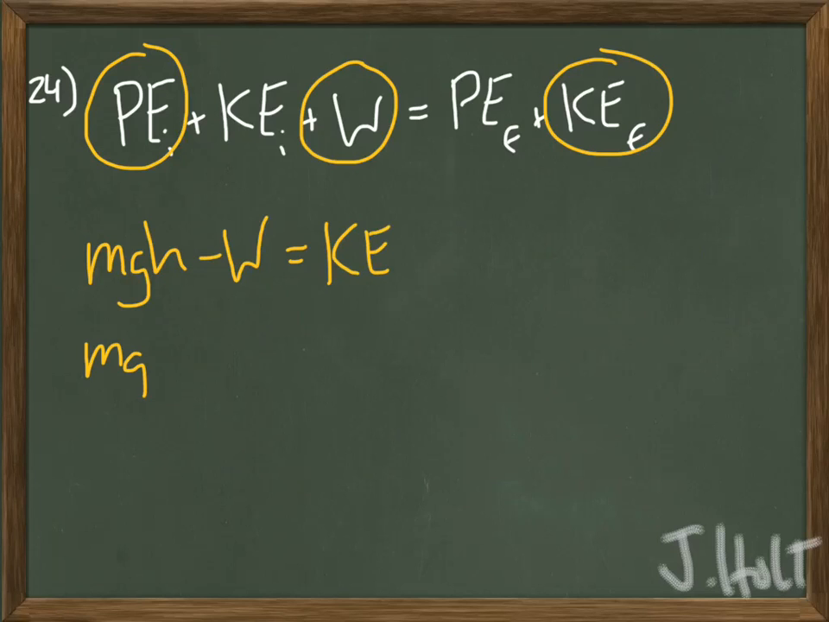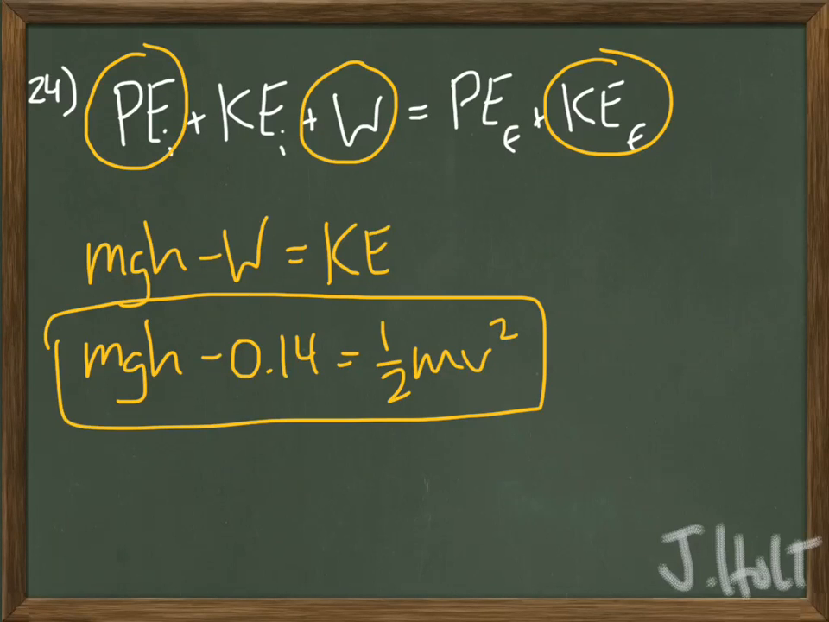So we're starting with PE, we're losing some energy, and then we're ending up with KE. So let me set it up here for you. You do mgh minus 0.14, that's the work given in the problem, equals 1/2 mv squared. And you just have to find the KE. So that's the entire right side of the equation there.